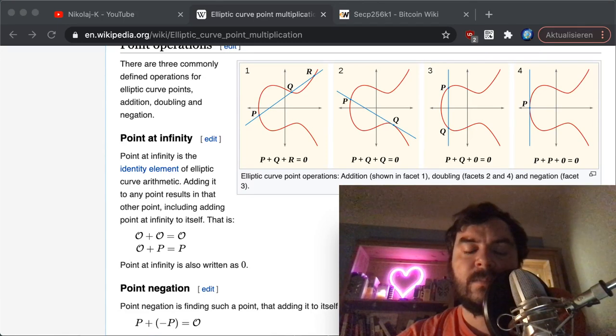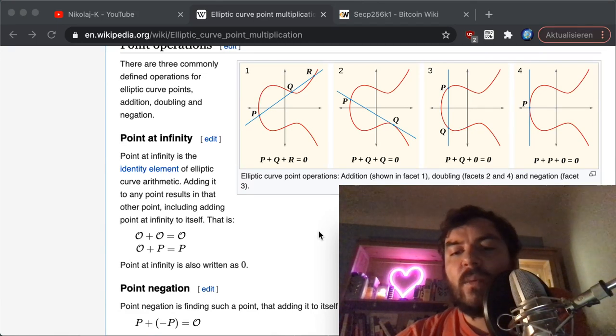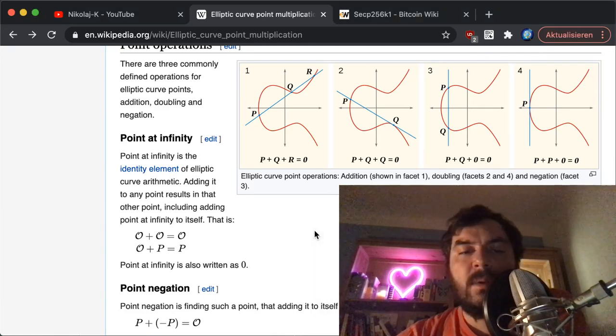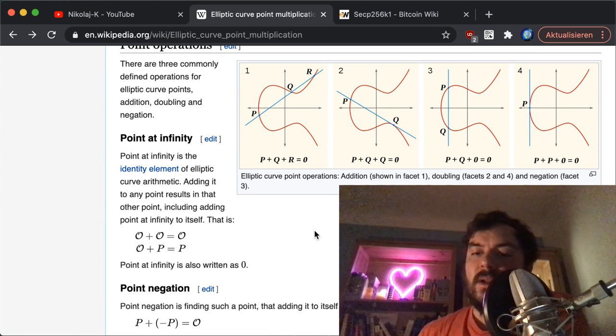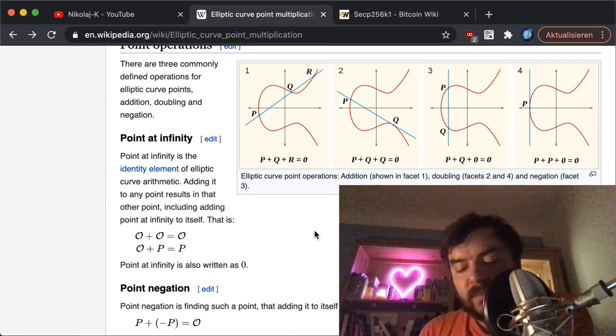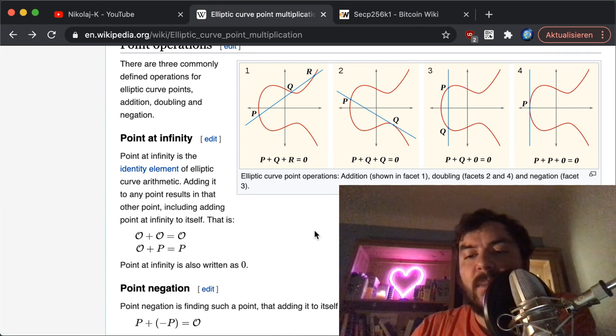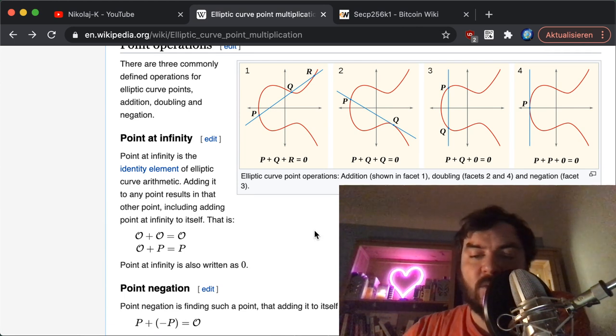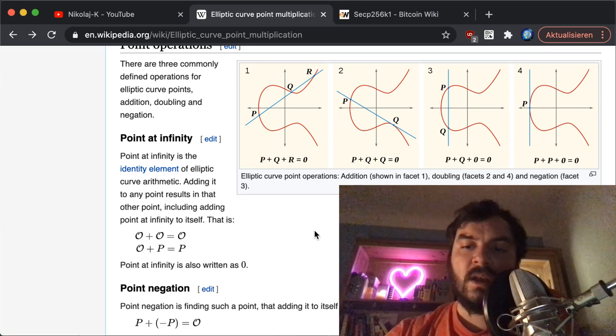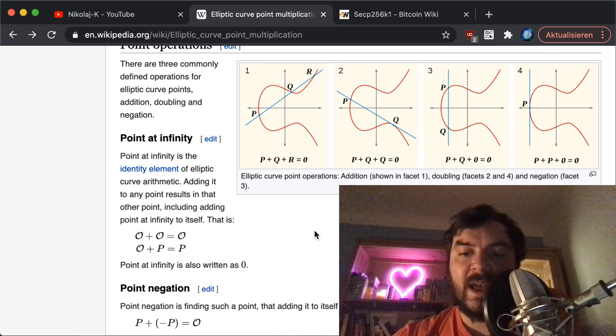Hello boys and girls. In this video I will show you a quick implementation of everything that you need to, if given an elliptic curve and a base point on it, take any number, a secret number, private key, and return another point on the elliptic curve, which corresponds to the public key or, a little bit down the line, to the address on a blockchain application, for example.